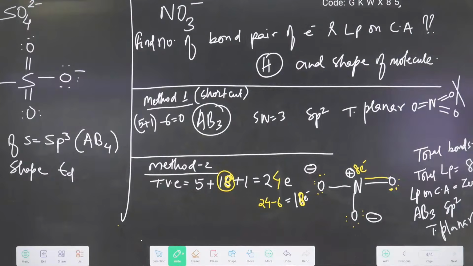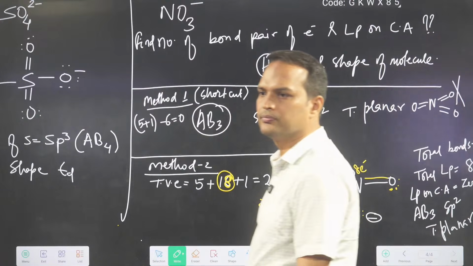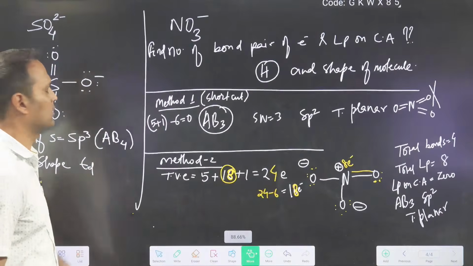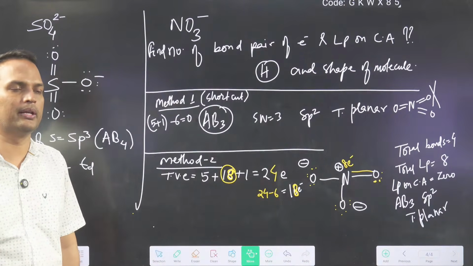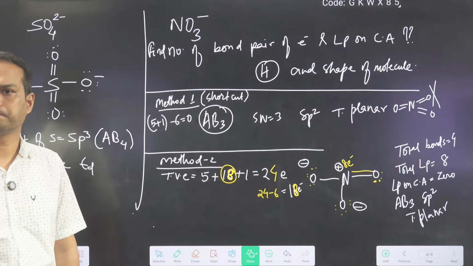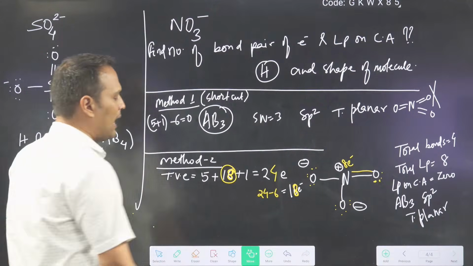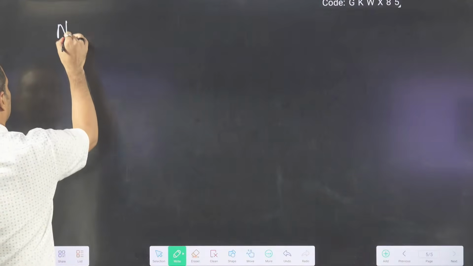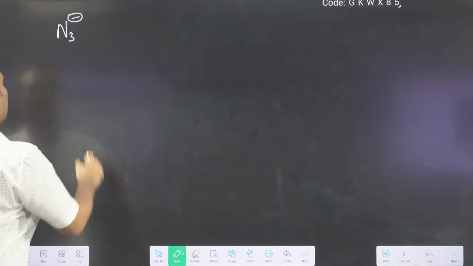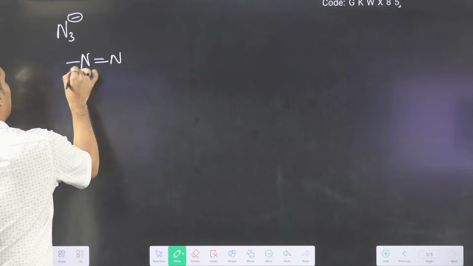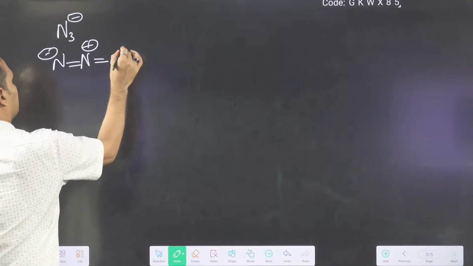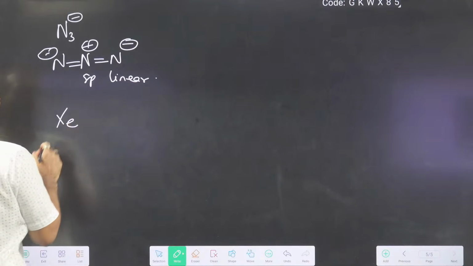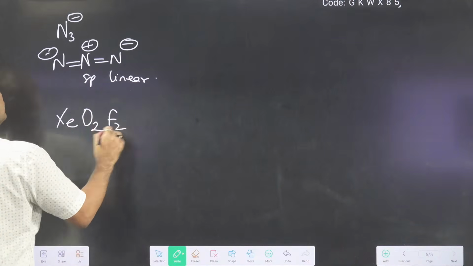So did you get the difference between both the methods? Is it clear to everyone? So this is the last question which we are doing. Okay. After this, you can do these questions on your own. N3 minus, you can try on your own. You will get a structure like this. SP, linear. Some I am writing, you try on your own, like O2F2.